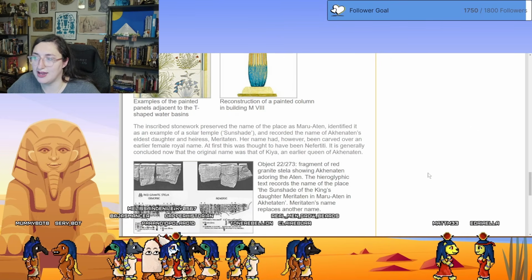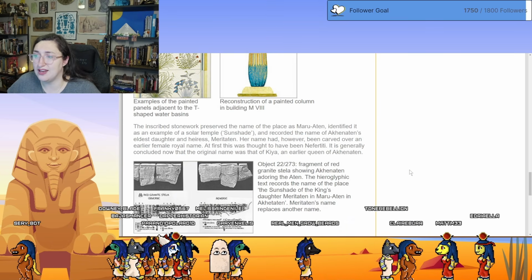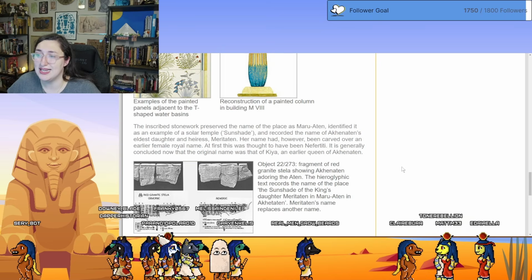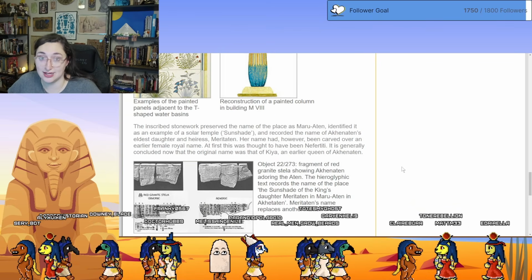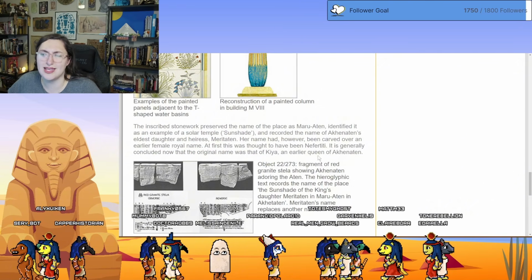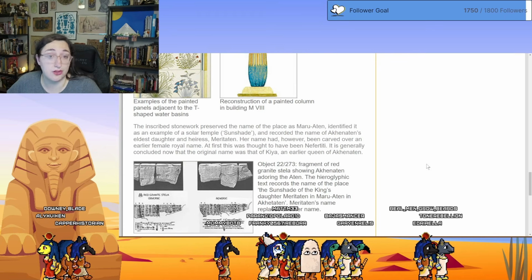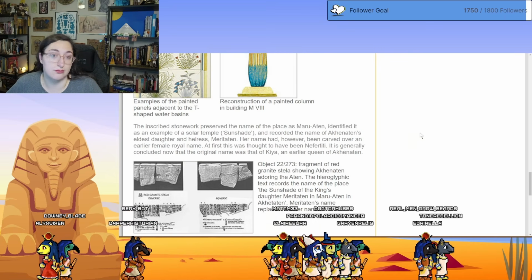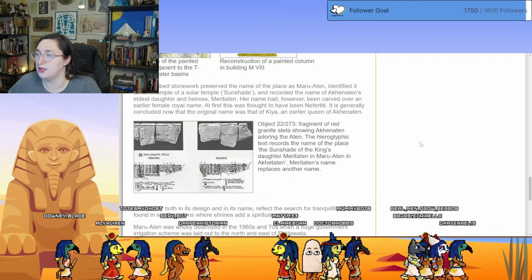Her name had, however, been carved over an earlier female royal name. At first, this was thought to have been Nefertiti. It is generally concluded now that the original name was that of Kia, who I believe is another queen of Akhenaten. Not the great royal wife, who was Nefertiti, but another wife of Akhenaten.